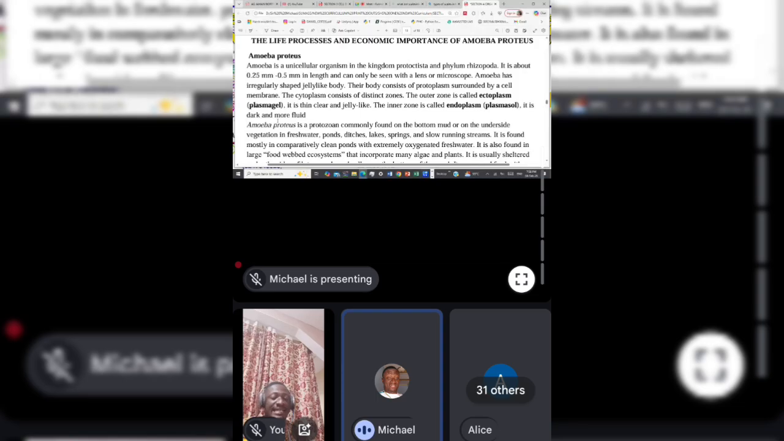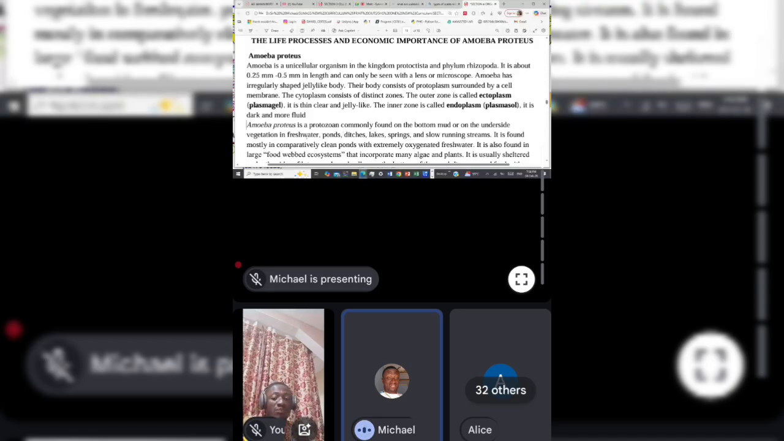These are types of free living microscopic organisms. Some are on their own, and some are parasitic and could be very, very harmful. So protozoa are generally free living unicellular organisms, and amoeba is a protozoan commonly found on the bottom mat. So let's look at its habitat. It's usually found under the bottom mud of a pond, or the underside of vegetation in fresh water.